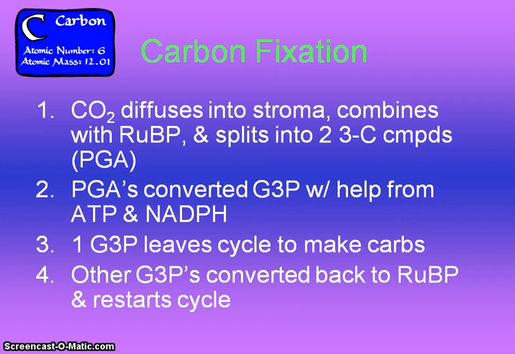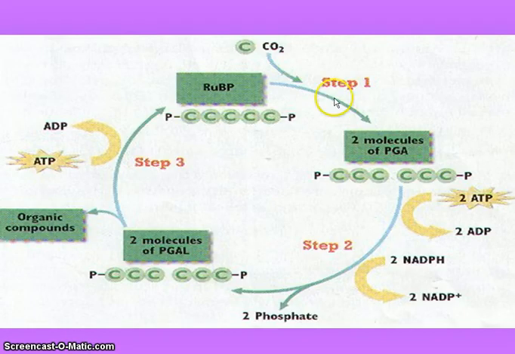At this point, one of those G3P molecules is going to leave the cycle to make the food energy, the carbohydrates. The other G3P gets converted back to RuBP and restarts the cycle, so that you're constantly able to begin again and the cycle doesn't have to stop. So here's a diagram of that.